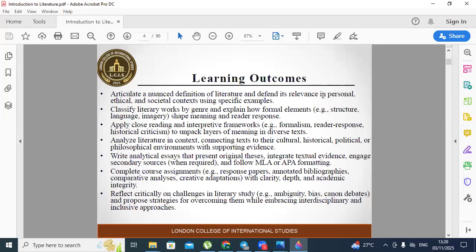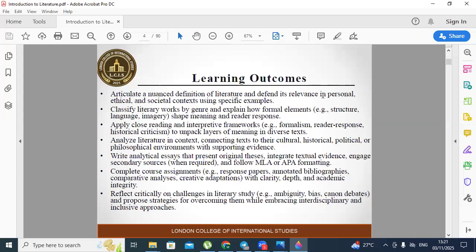You will apply close reading and interpretive frameworks such as formalism, reader response theory, and historical criticism to unpack multiple layers of meaning in diverse texts. You will analyze literature in context, making meaningful connections between texts and their cultural, historical, political, or philosophical environments, always supporting your claims with evidence.